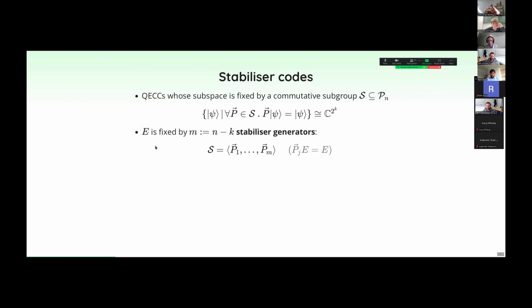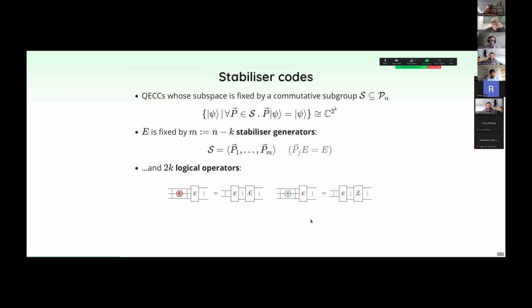And if we think about it, E is not quite fixed by these. It's fixed by the stabilizer generators and also 2K more logical operators. The stabilizers are the things which are invariant on E. So if I do it in the range of E, nothing happens. The logical operators are the things that push through E. So if I take a Pauli X on the ith qubit, it pushes through to the ith X logical operator, similar for Z. And this is enough data to fully reconstruct this map.